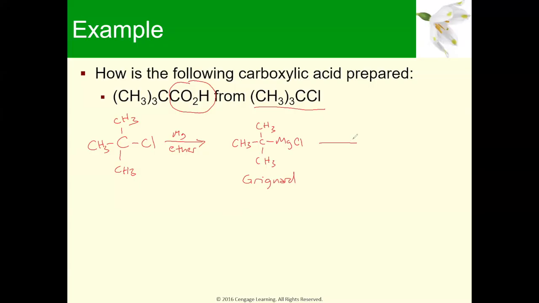And then I just subject that to 2 steps. The first step, I'm going to just pour it over some dry ice, and then the second step, I'll protonate it with some source of hydronium ion, some strong acid or something like that, and you end up with the desired product. So you've got the carbon with 3 methyl groups. This is the T-butyl group. And now it's just got the carboxylic acid functional group.